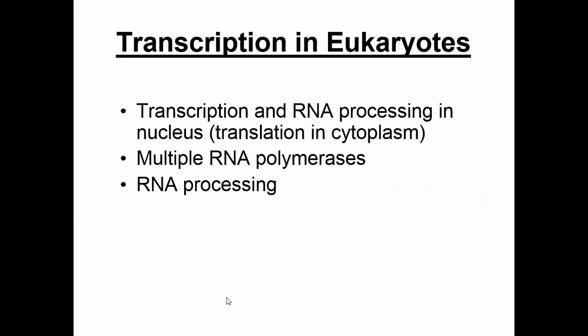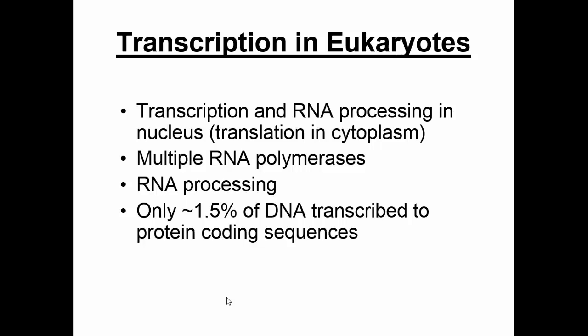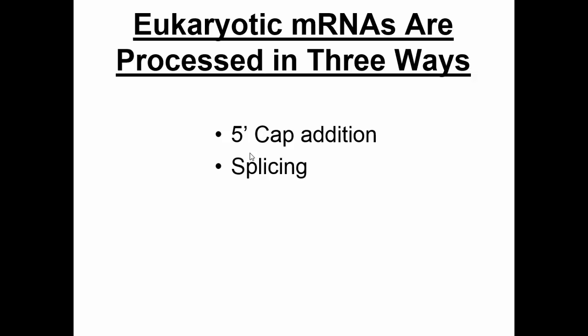Okay, so again, just summarizing what we just talked about with transcription in eukaryotes. The final thing I want to talk about is that eukaryotic RNA is processed in three different ways. At the end of transcription, you get something called a 5' cap added to the 5' end of the transcript. The 5' cap is basically the letter G inverted, and it's added for stability. It prevents the RNA from being degraded.